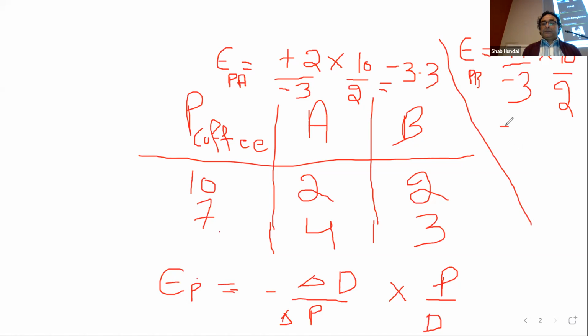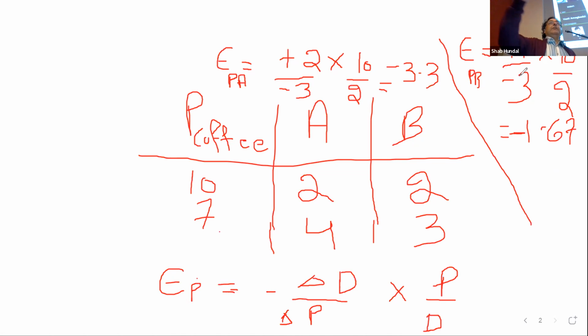And look at this calculation. 10 divided by 6, 1.67, with a sign, still minus. Which number is bigger? If you consider the negative sign, is minus 3.3 bigger or is minus 1.7 bigger? So it means that the price elasticity of this person should be larger. But we see with our own naked eyes that the reaction of A is stronger than the reaction of B.